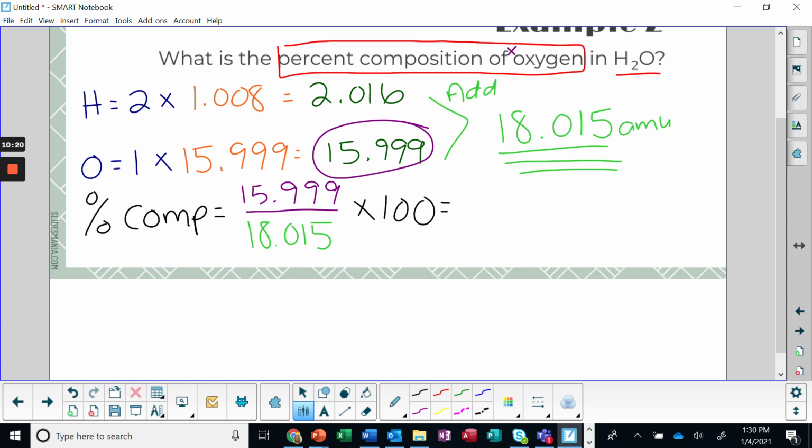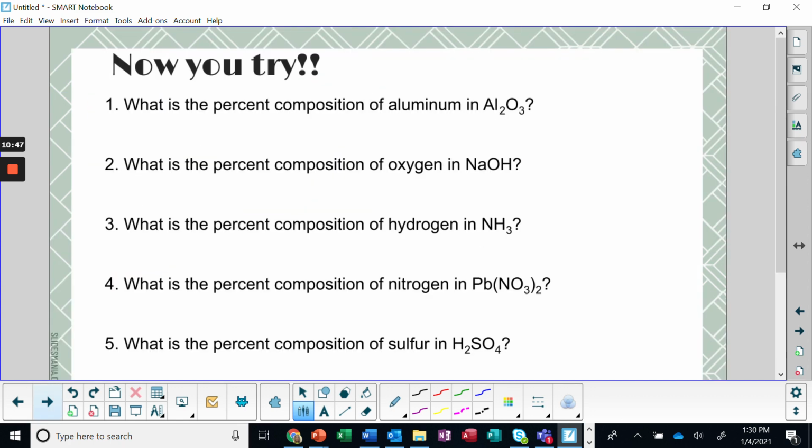Again, rounding to the correct number of significant figures, which is going to be 4 again. 88.81%. Okay. Simple enough, right? Pretty easy. Alright, so go ahead. At this time, you're going to try these on your own. You're going to pause the video and then unpause it when you're ready to go.